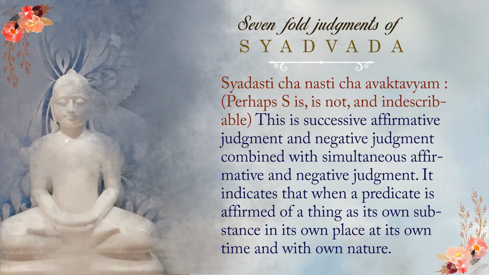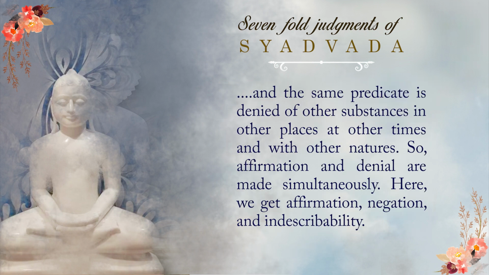The next one is Syad asti cha nasti cha avaktavyam, perhaps as is, is not, and indescribable. This is a successive affirmative judgment and negative judgment combined with simultaneous affirmative and negative judgment. It indicates that a predicate is affirmed of a thing as its own substance, in its own place, at its own time, and with its own nature, and the same predicate is denied of other substances, in other places, at other times, and with other natures. So affirmation and denial are made simultaneously. Here we get affirmation, negation, and indescribability.